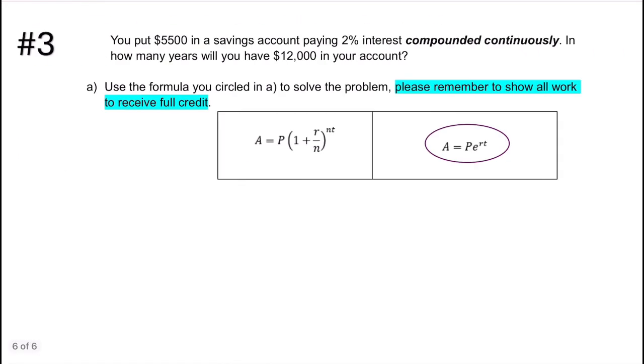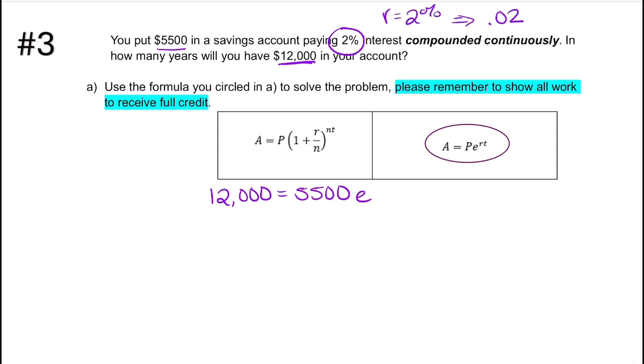Now let's go to this circled equation and plug this in to figure out when we'll have $12,000 in our account. $12,000 is the amount that we're going to end up with. So we're going to say 12,000 equals, and we start off with P, that's 5,500 times e to the r. Remember, r is that 2%, but we need to convert it to a decimal, so that's 0.02. So that's e to the 0.02 times t.